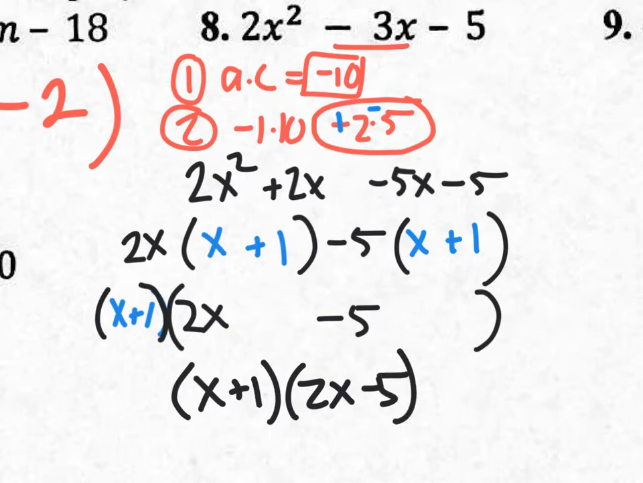Now that's just a skill. So if it were an equation, if you had an equal 0 out here at the very beginning, then you'd have an equal 0 down here, and then you could split them, set them each equal to 0, and solve.